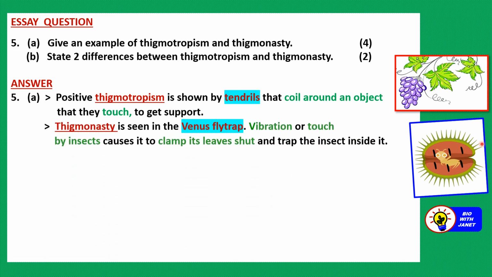However, thigmonasty is different. It is seen in the Venus flytrap. Vibration or touch by insects causes it to clamp its leaves and shut the leaves to trap the insect inside.